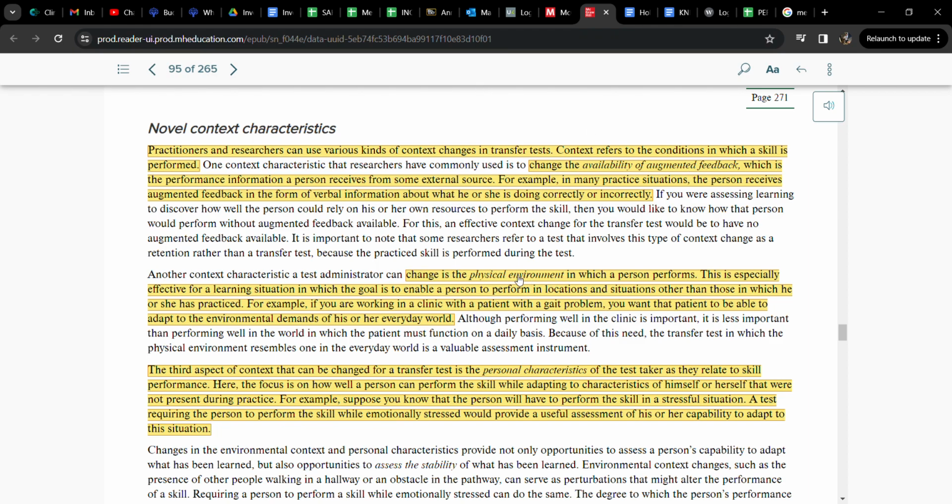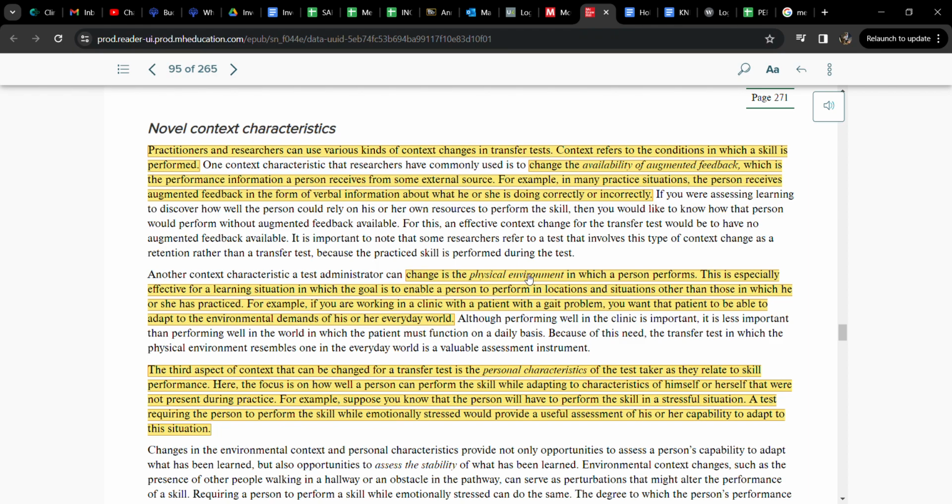The second part is the physical environment. So are you on a different court? Are you playing in the wind or the rain? Or is it super hot outside? Just changing the actual physical environment can really affect someone's performance, and it can also show that they have the ability to be adaptable and have that persistence and consistency in these different contexts as well.